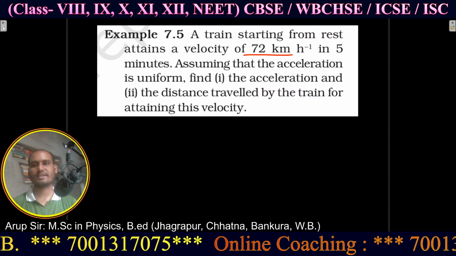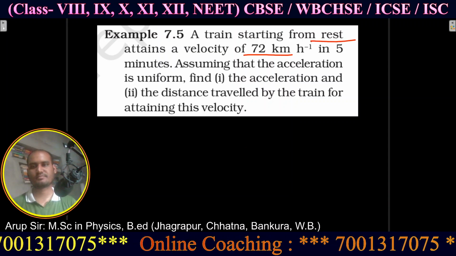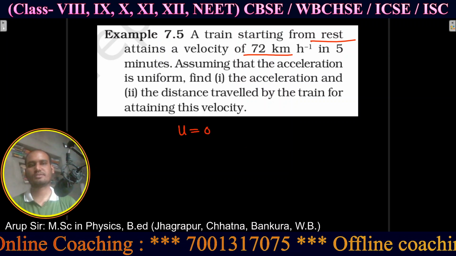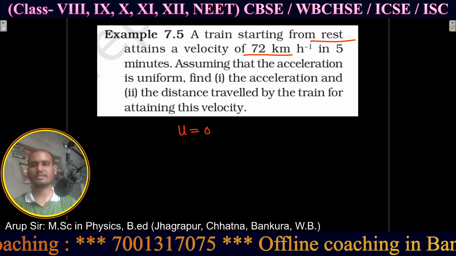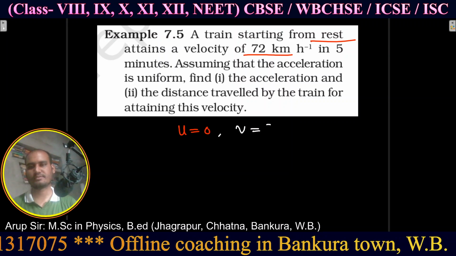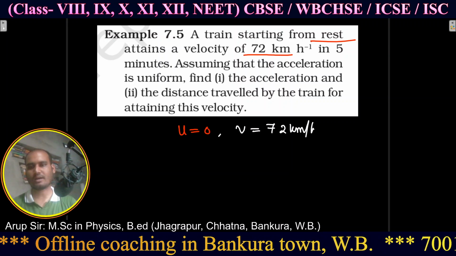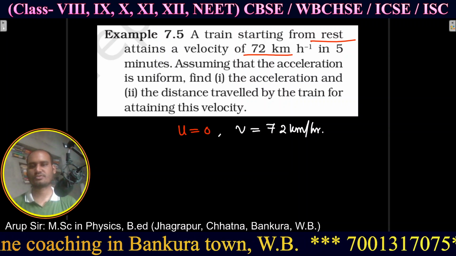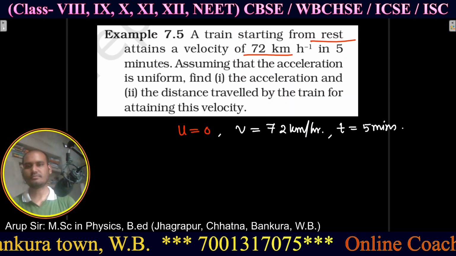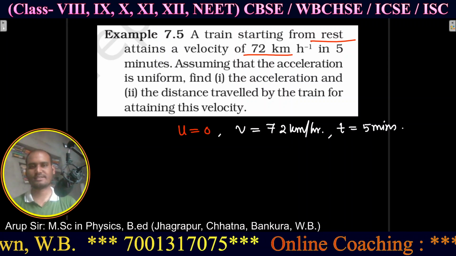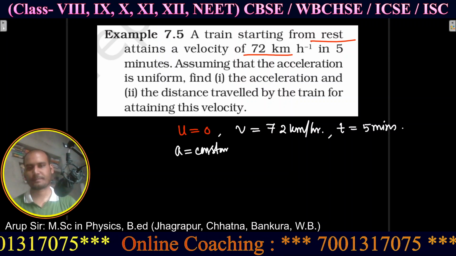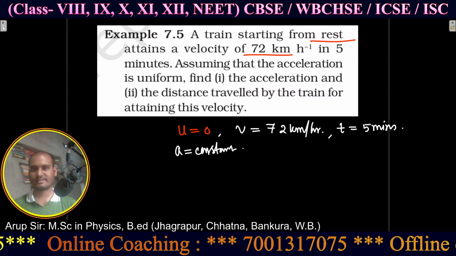What is that? A train starting from rest, this is the first information you are getting, that its initial velocity is 0 because it is starting from rest. It attains a velocity of 72 km per hour, so finally its velocity is 72 km per hour in 5 minutes. So what is the time it takes? It is 5 minutes. Now, assuming that acceleration is uniform, which means a is constant, find the acceleration and distance traveled.